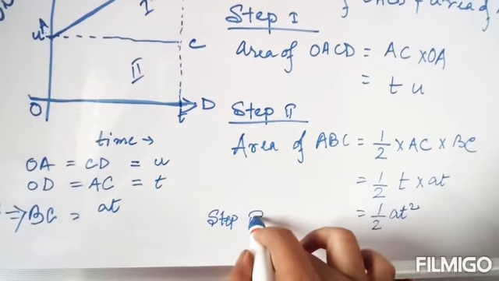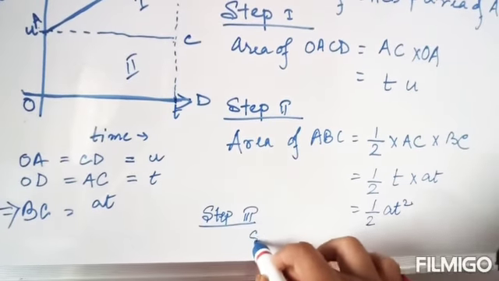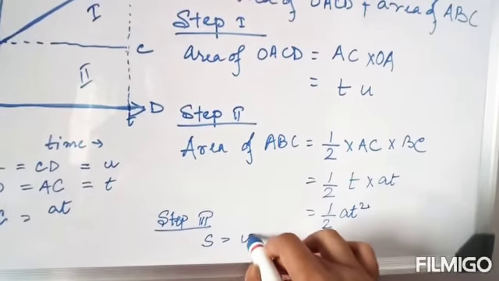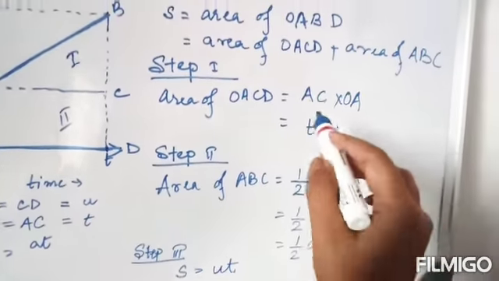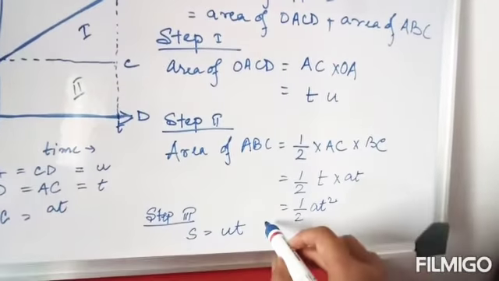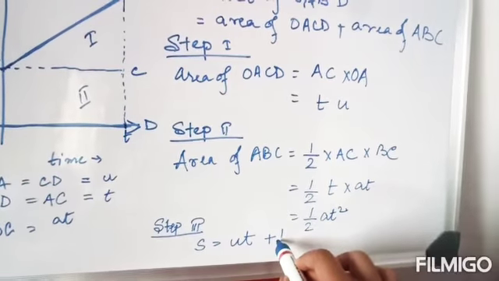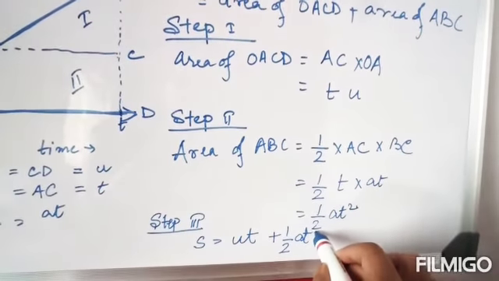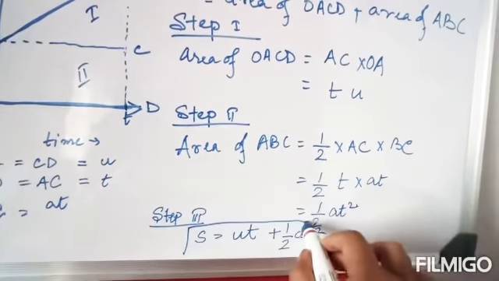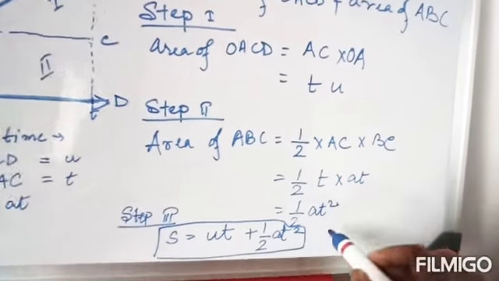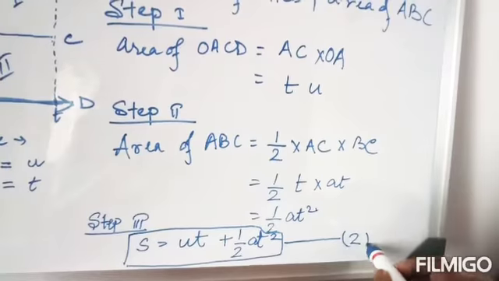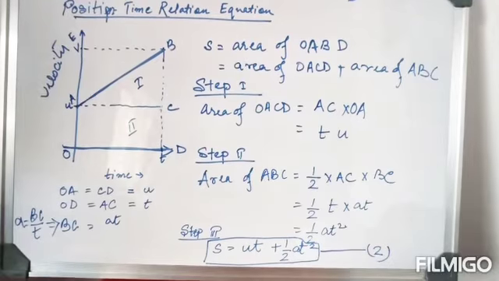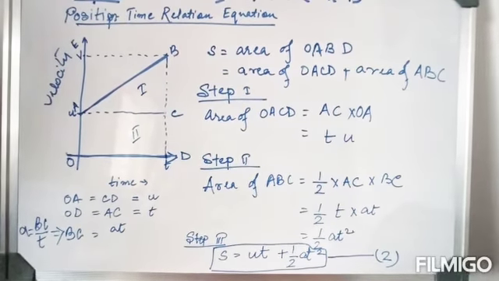So what is our step 3? S is equal to, instead of area OACD, we will be writing UT. And instead of area ABC, we will be writing what? Half AT square. So this is our equation of motion number 2, which is also known as position time relation equation. Understood? Easy now? Yes.